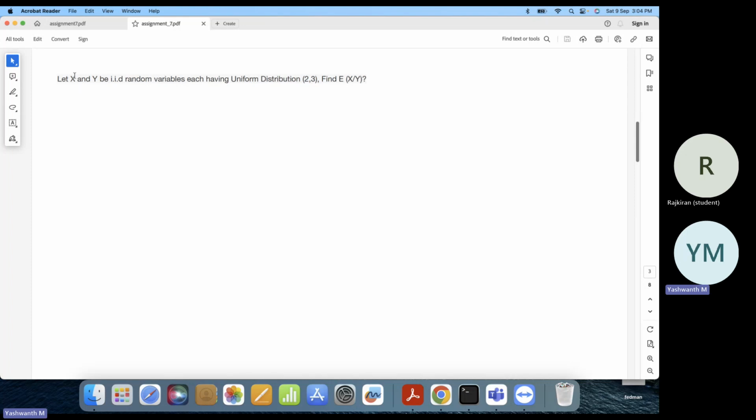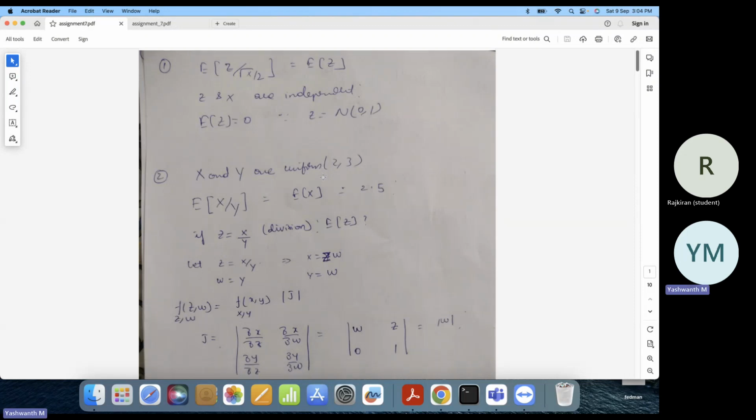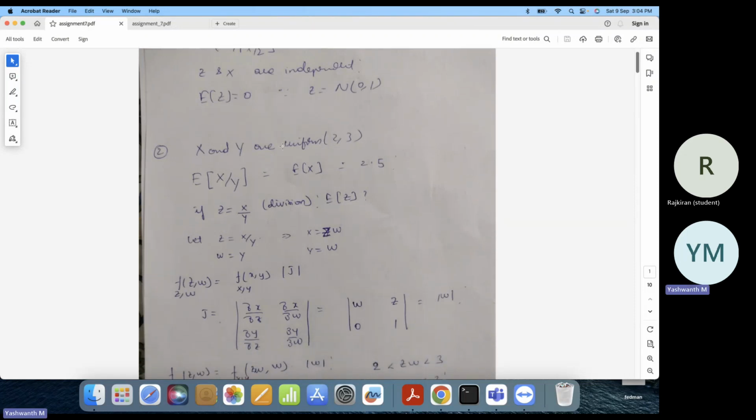Second is also of the same thing: X and Y are uniformly distributed IID random variables, but between 2 and 3. We want to find E of X given Y. Again, I was not sure if it is E of X given Y or X divided by Y, so I try to do both. For the conditional expectation of E of X given Y, since X and Y are independent, it is nothing but E of X, that is 2.5.